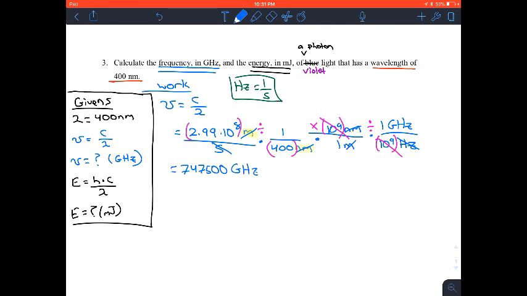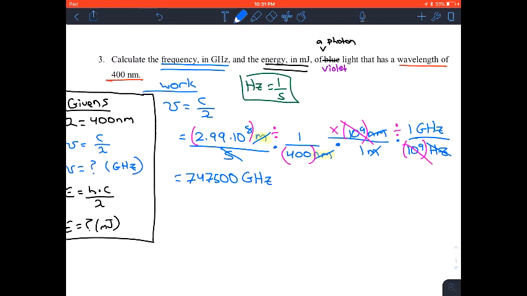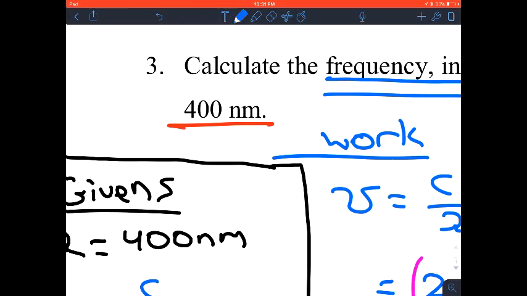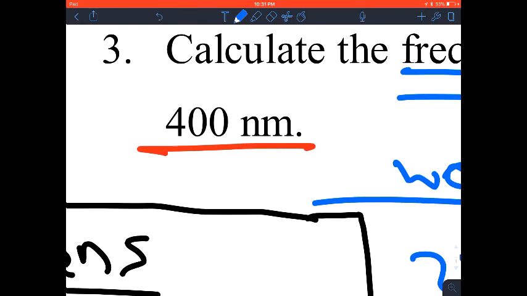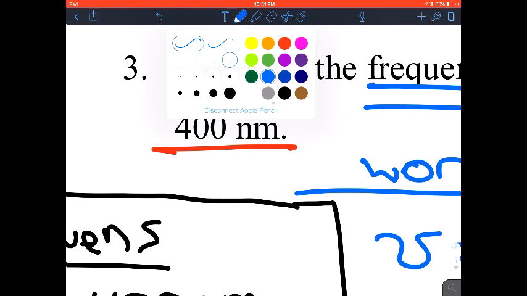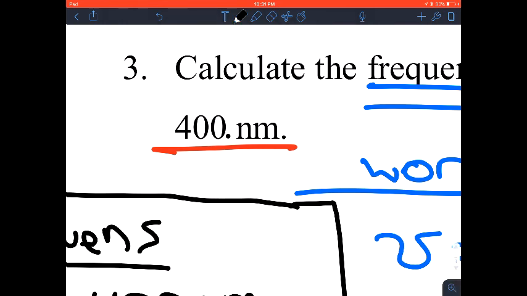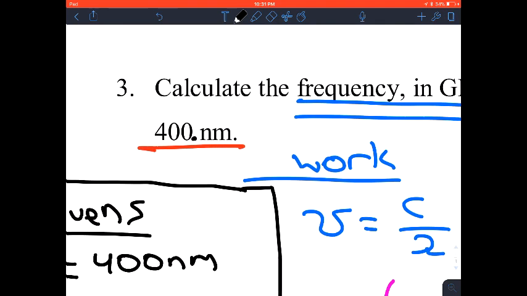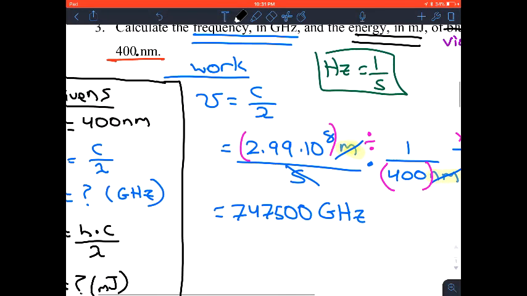gigahertz. This doesn't help us because it's not the correct amount of sig figs, which brings up another point. When we look at 400, okay, it would indicate that there's only 1 sig fig, because there's no decimal point. But if we add in a decimal point, in this case, now this is going to be 3 significant figures. Okay, so we're going to operate under that principle.